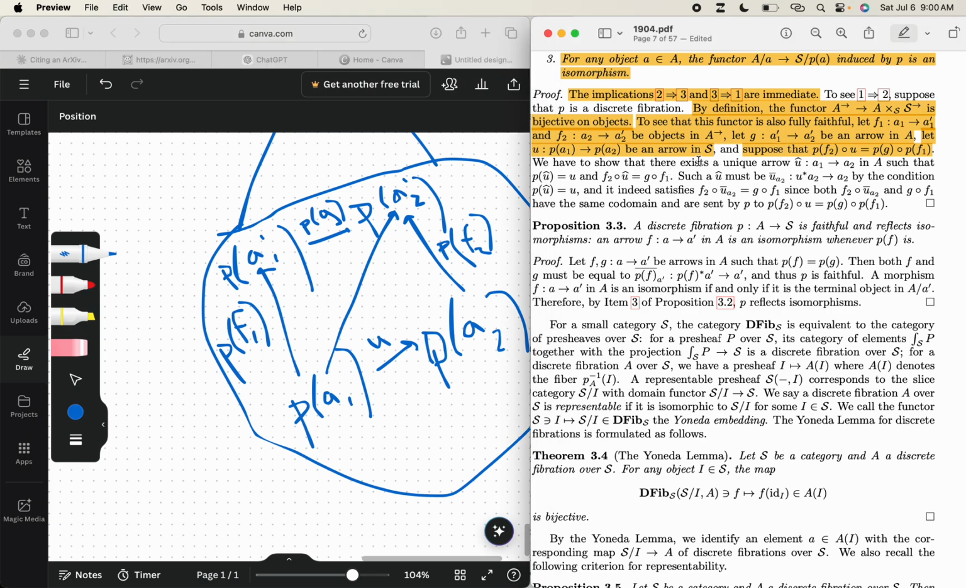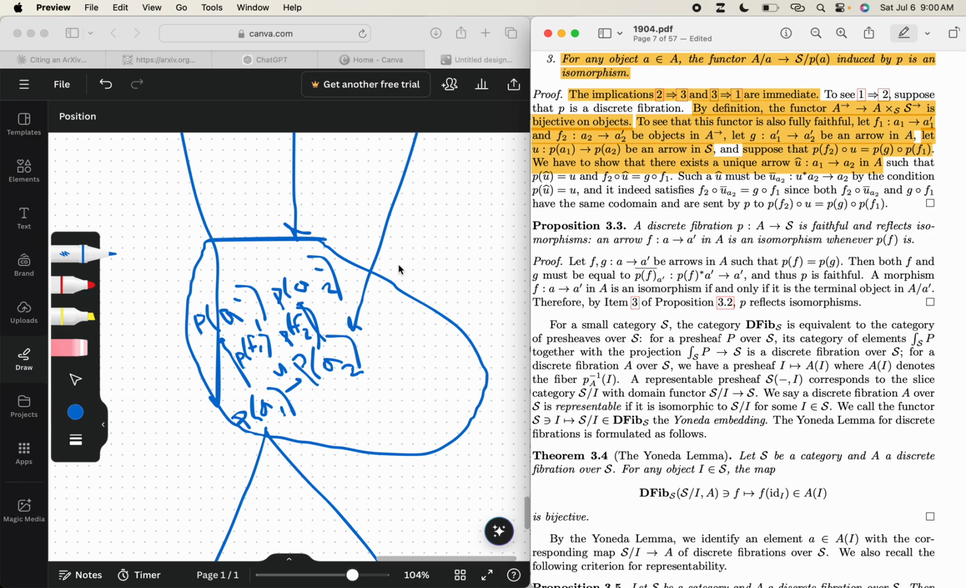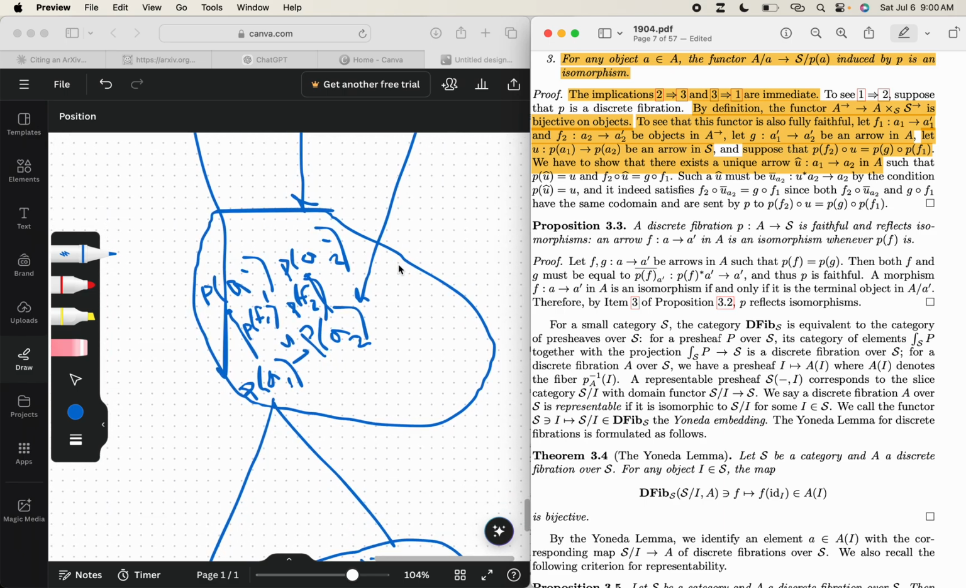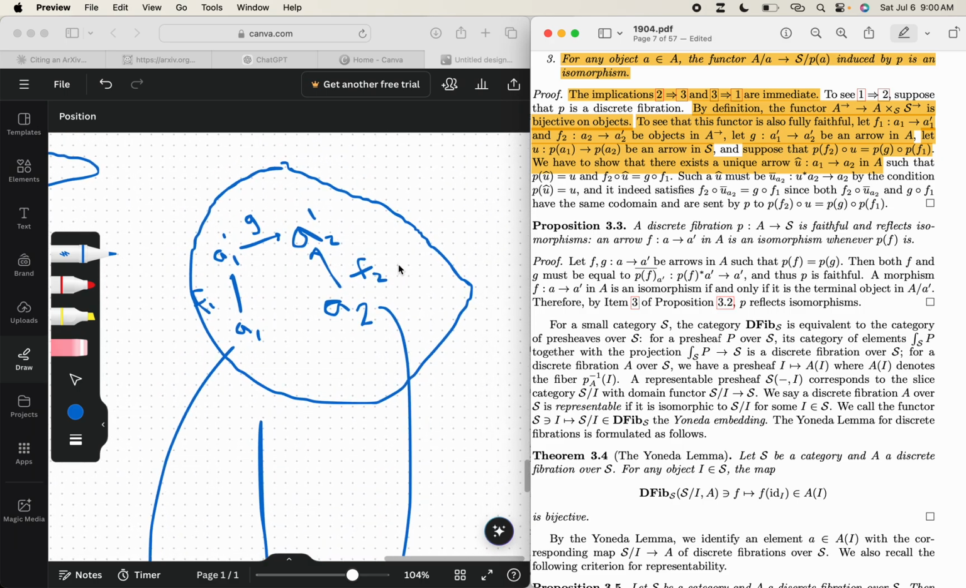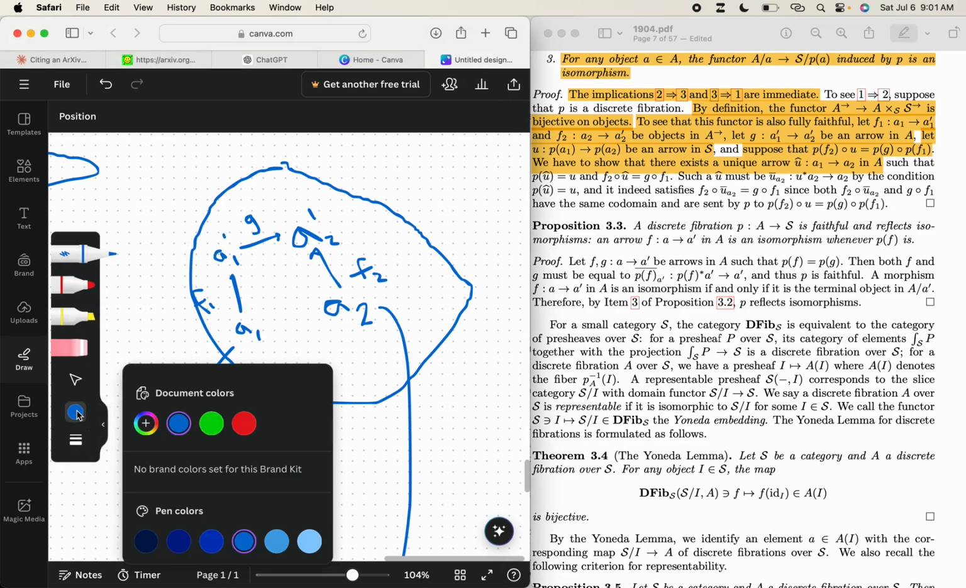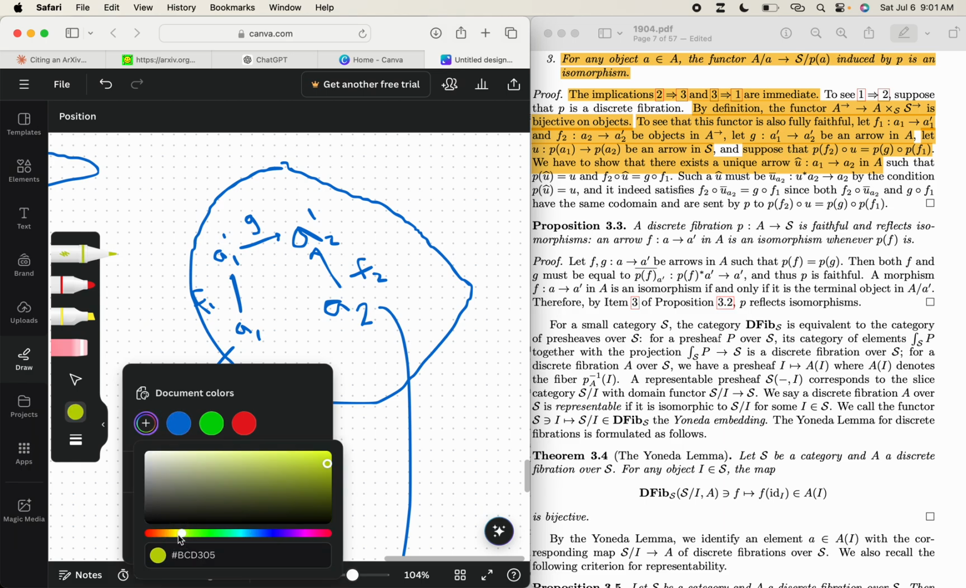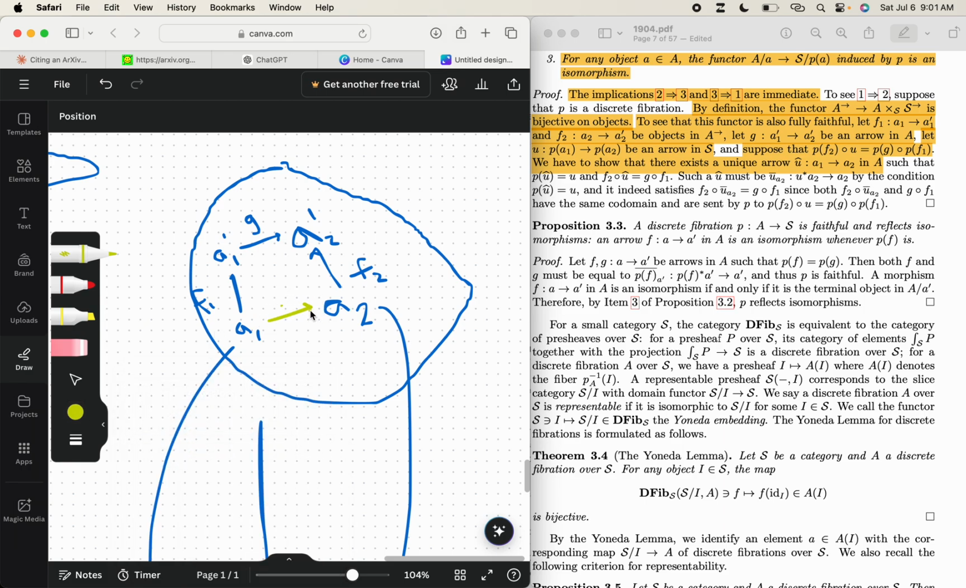We have to show that there exists a unique arrow in A from A1 to A2. We want to find out if this arrow exists. Call it U hat, which gets mapped over to U.